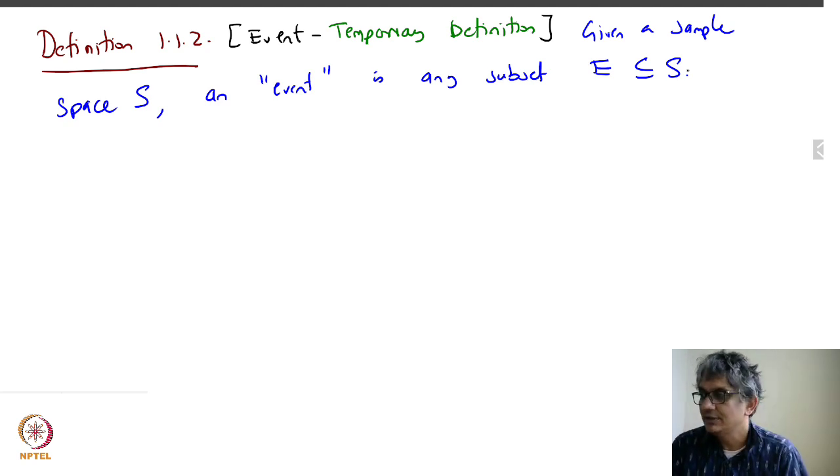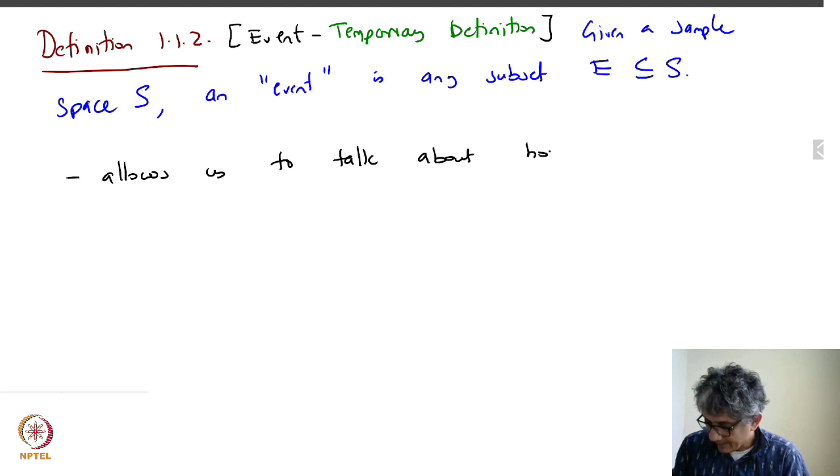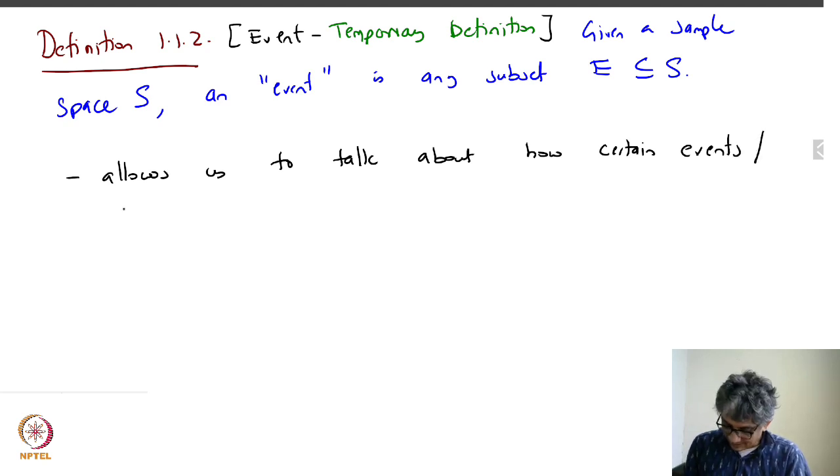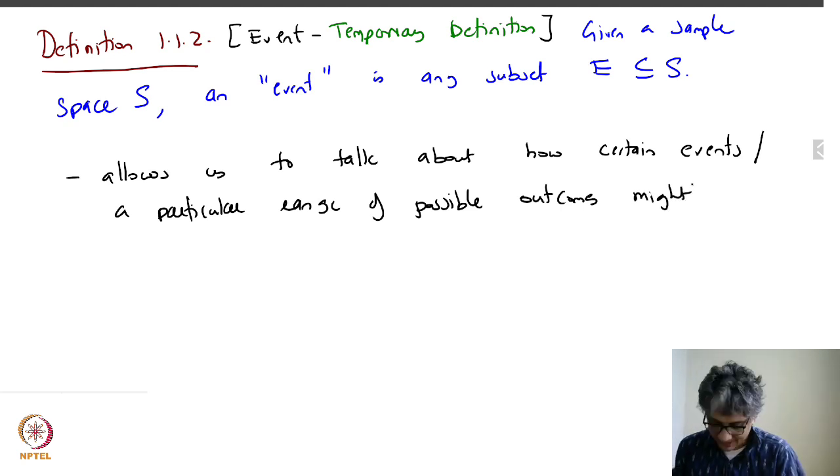So what does this allow us to do? This allows us to talk about how likely it is that a possible subset of outcomes can occur. So the definition allows us to talk about how certain events of interest, or a particular range of possible outcomes, might happen. Okay, very good.